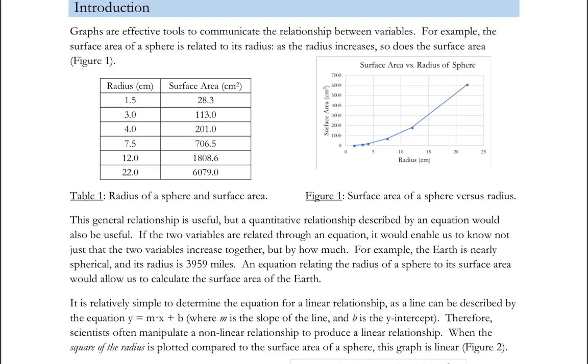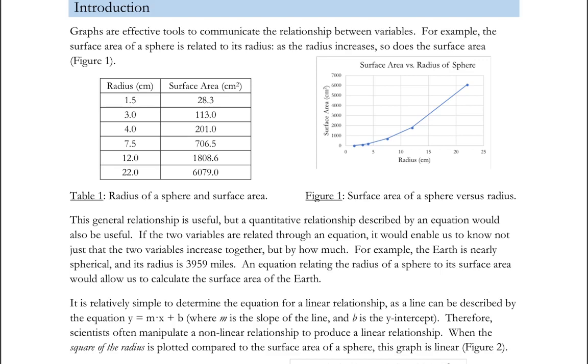And a graph is made of surface area on the y-axis versus radius on the x-axis. Notice that the graph is titled. We can title it any number of ways. One simple way is whatever's on the y-axis versus whatever's on the x-axis. So surface area versus radius of sphere. And notice that we label what the axes are, surface area and radius, and we also give units. Centimeters squared for surface area, radius has units of centimeters. So we need all that information.